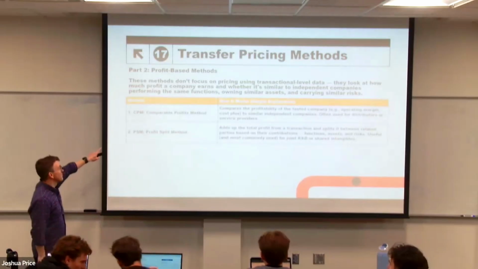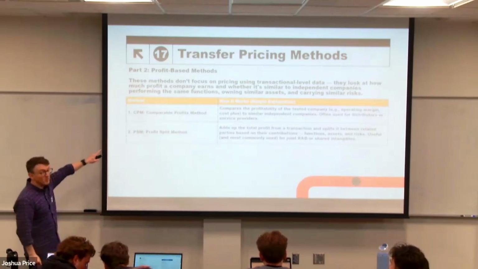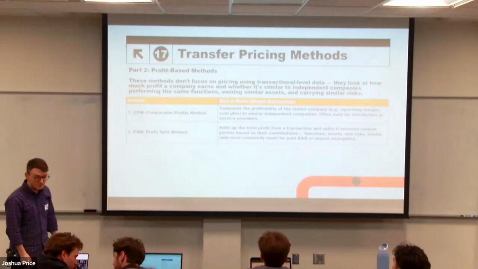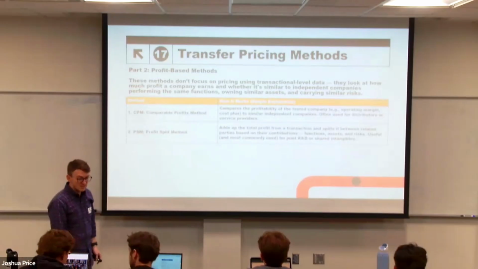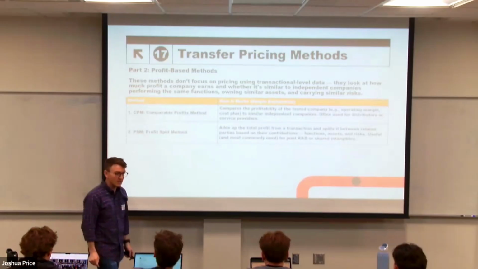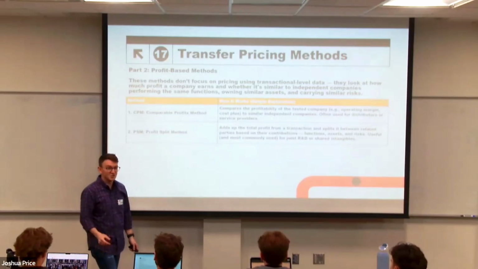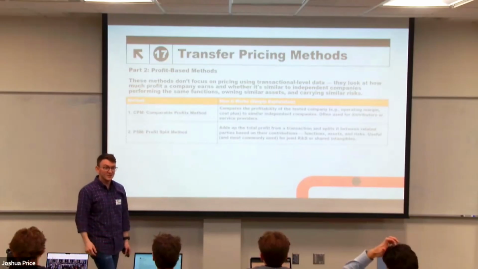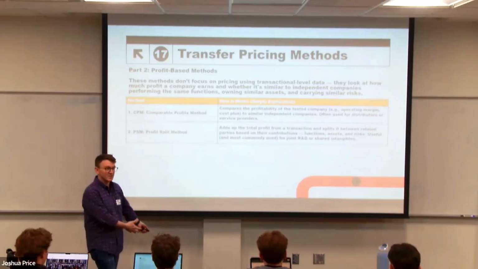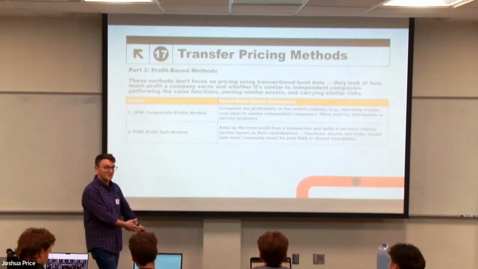This is probably the favorite method of transfer pricing, the comparable profits method. So going back to our same example of Nike in Cambodia selling shirts, their functional profile is they're just a buy-sell distributor. They buy shirts and then resell them locally. That's it. That's their function.